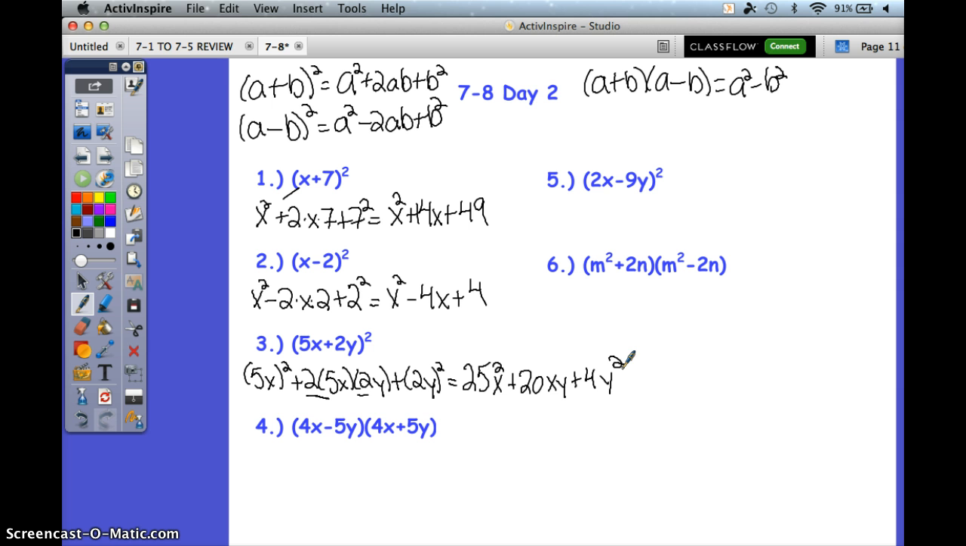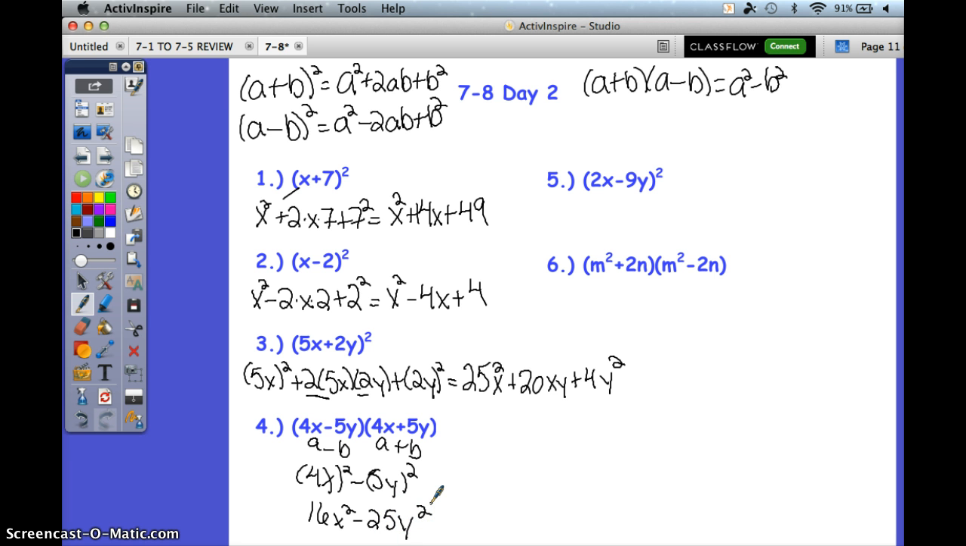Number 4, oh, this is our favorite rule. We have a minus b, a plus b. Doesn't matter, remember the commutative rule, if the minus or the plus comes first, you'll still get 4x in parentheses squared minus 5y in parentheses squared, which is just 16x squared minus 25y squared.